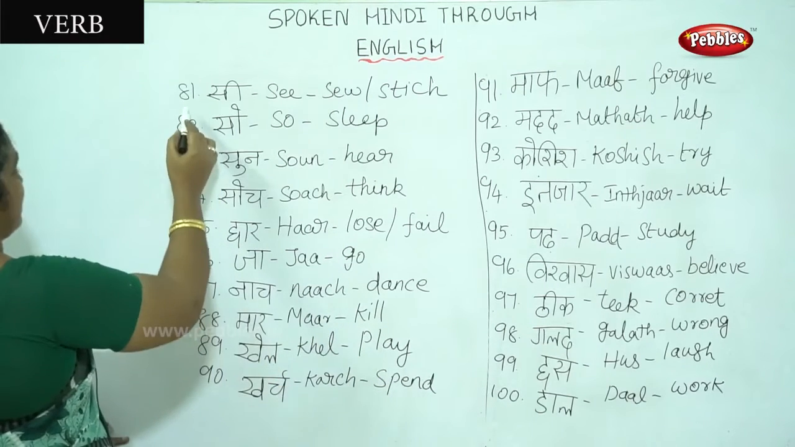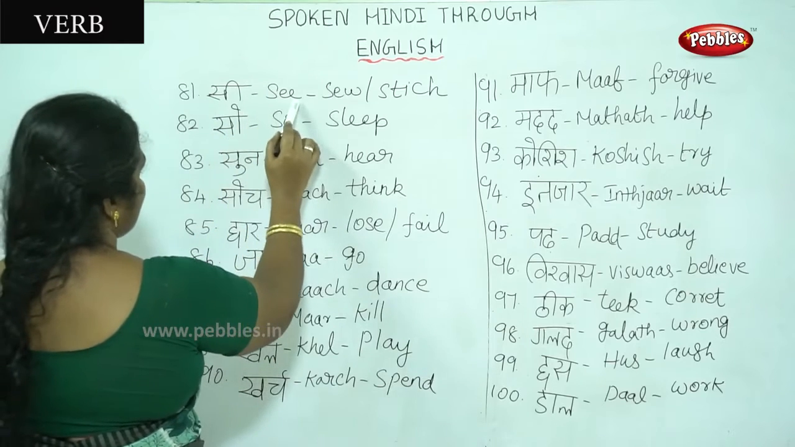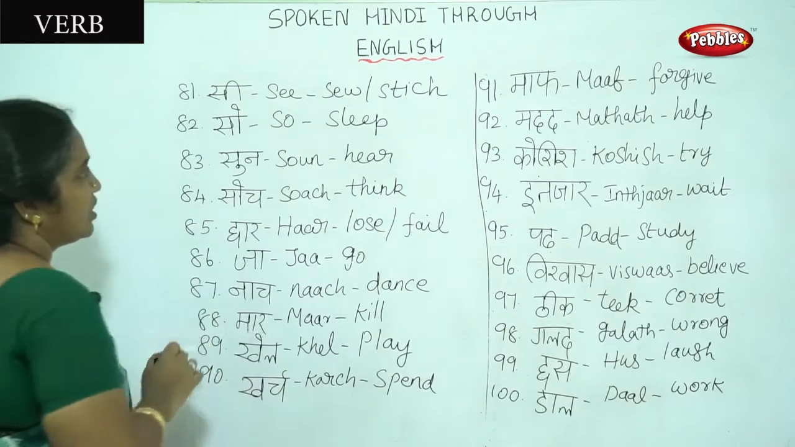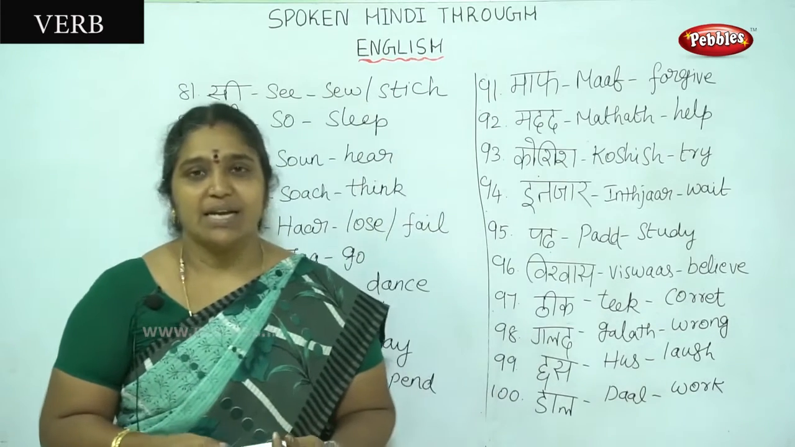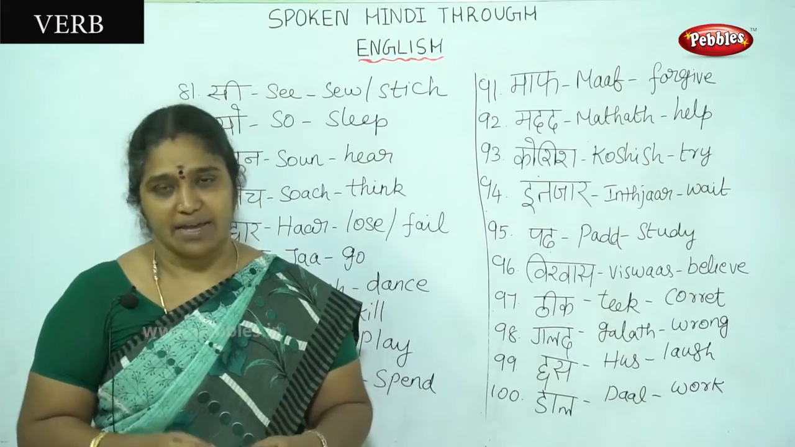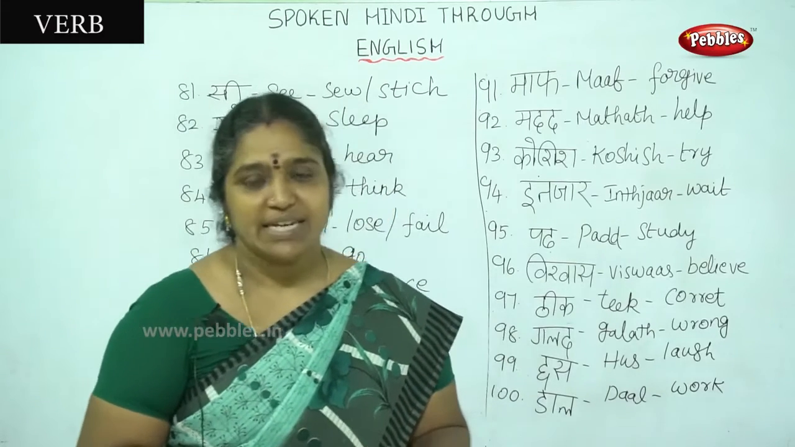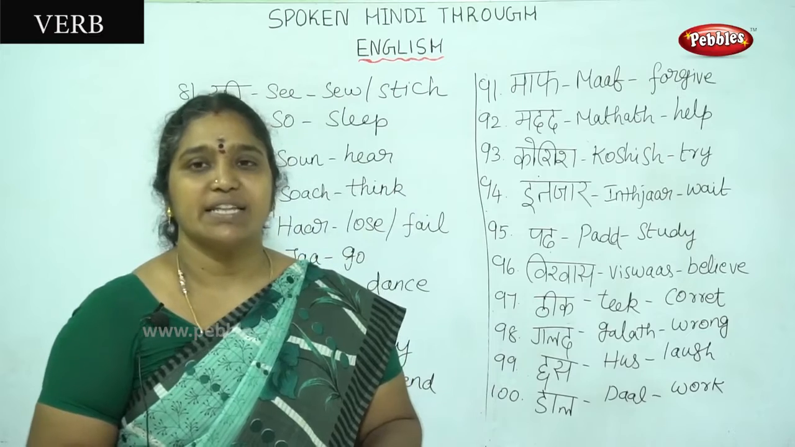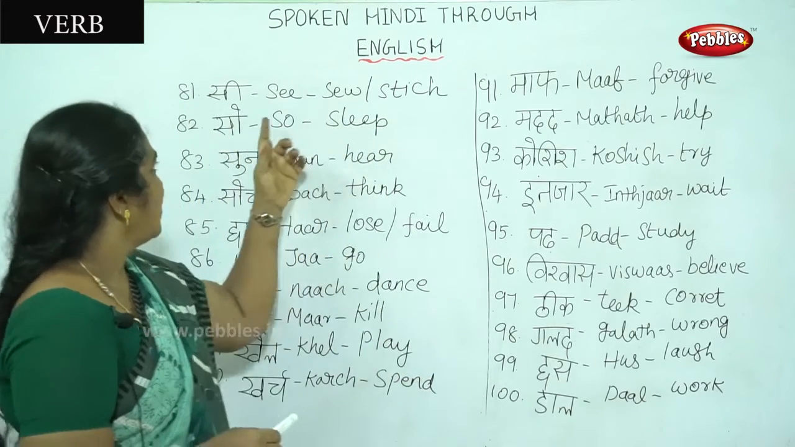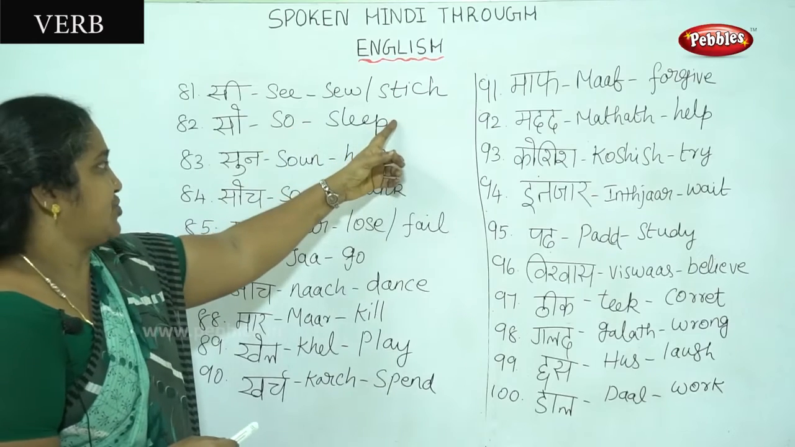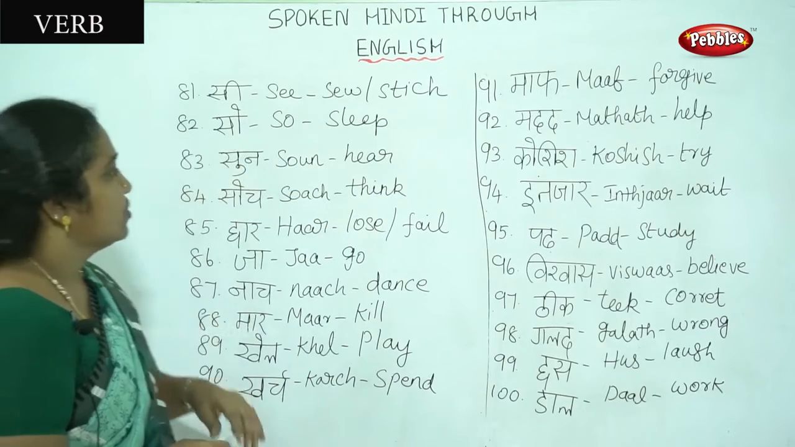The 81st is C. The pronunciation is C. The meaning is sew, stitch. दर्जी कपड़ा सी रहा है means the tailor is stitching the clothes. Okay, C means stitch.